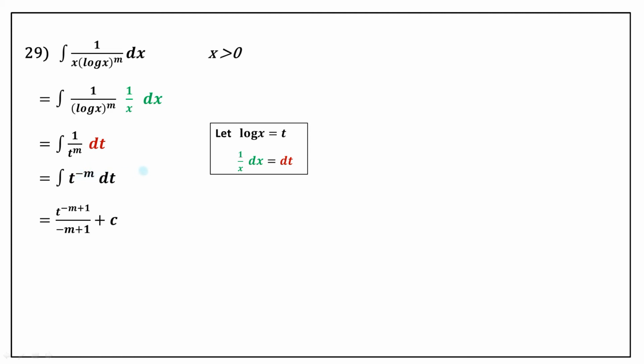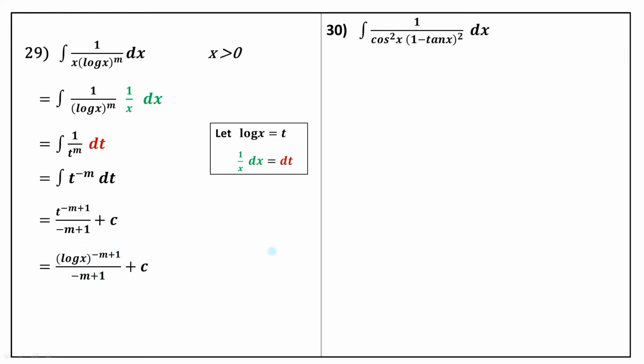Friends, if you want to know the difference between the constant and the function, please go through the video which I've done on constants, variables and functions. So now substituting back the value of t, which is log x, and this is the answer. Now let's see what is next.